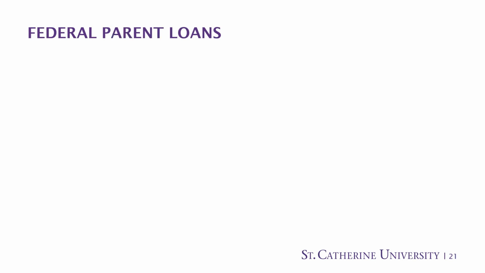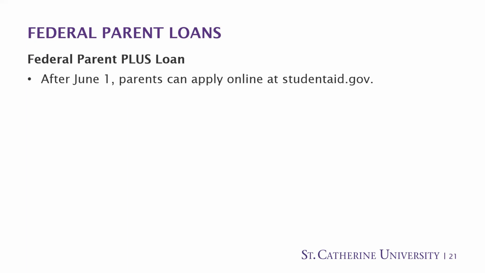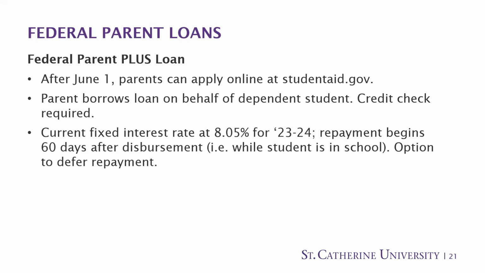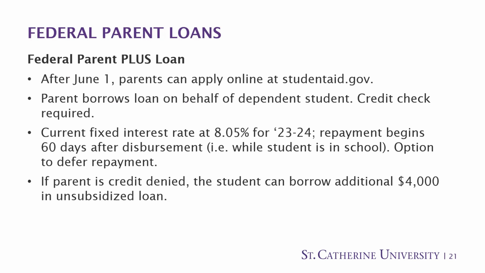The federal government also has a loan program for parents who want to help their children pay for college, called the Federal Parent PLUS Loan Program. Parents can apply for this loan online the summer before school starts, and a credit check is typically required. Interest rates are also fixed, and repayment begins 60 days after disbursement, but there are options to defer payments until the student graduates. This loan is in the parent's name and is not transferable to the student once they graduate. If a parent happens to be credit denied, St. Kate's can offer students additional unsubsidized loans.